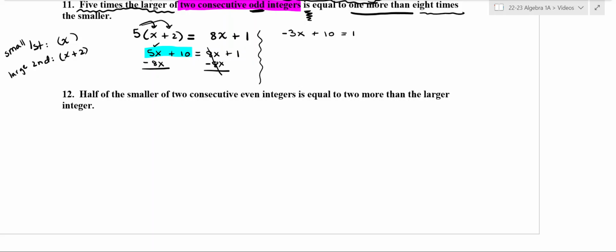And we're good now, see? We just have to subtract 10 on both sides. So we have negative 3x equals negative 9. The last step, dividing both sides by negative 3, we get that x equals positive 3. All right, and that's the smaller one, and the larger one is going to be x plus 2, which is 5.